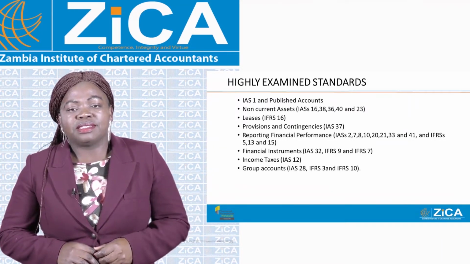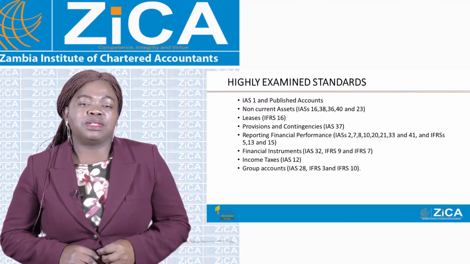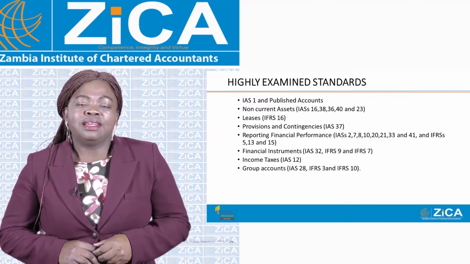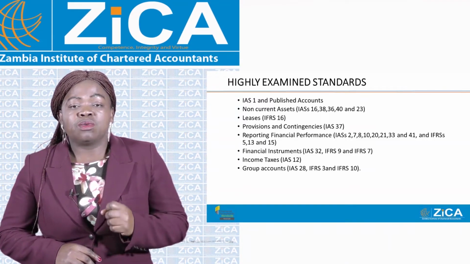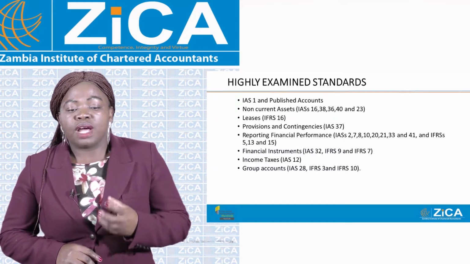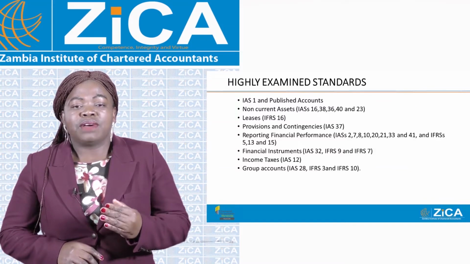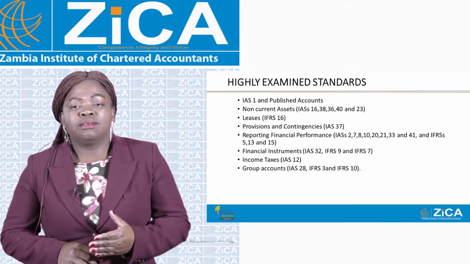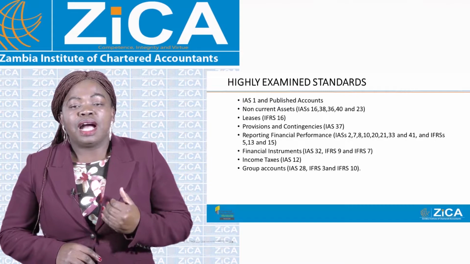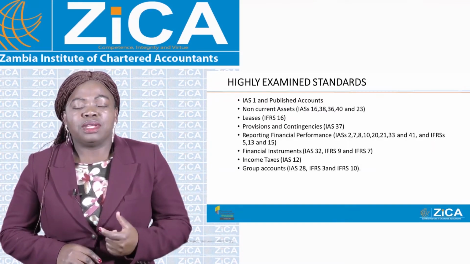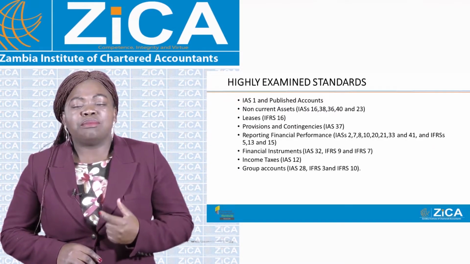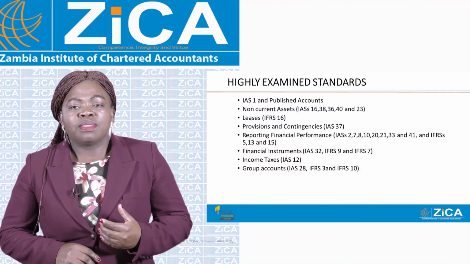Leases, IFRS 16, very common in this particular paper, especially the single entity company accounts questions. Can you make sure that you are comfortable with this particular standard? How do you get the finance cost? How do you depreciate the leased asset? How do you calculate your non-current liability portion and the current liability portion?